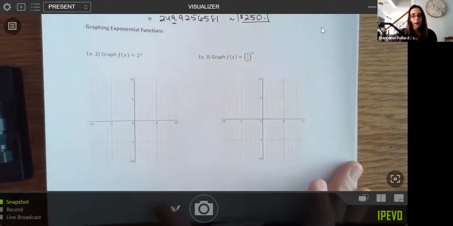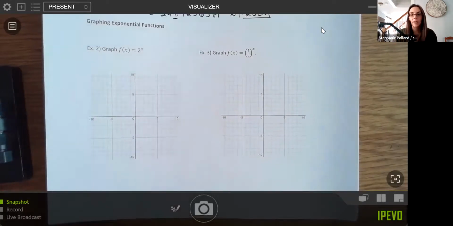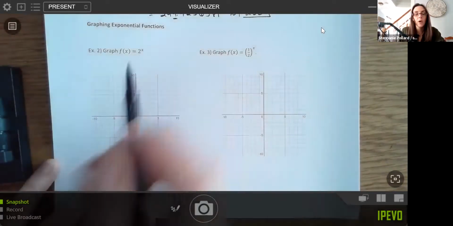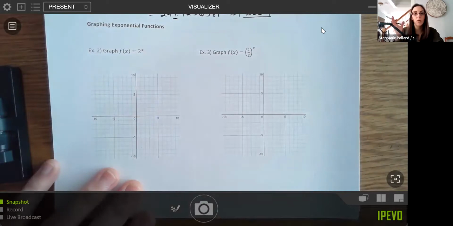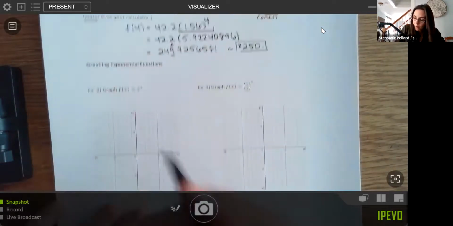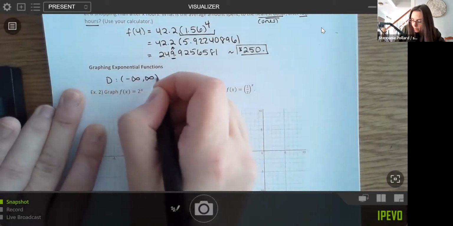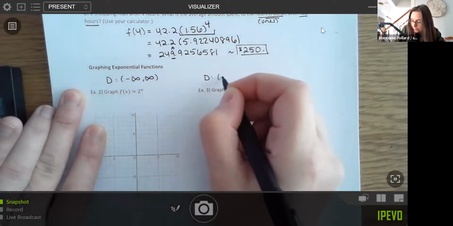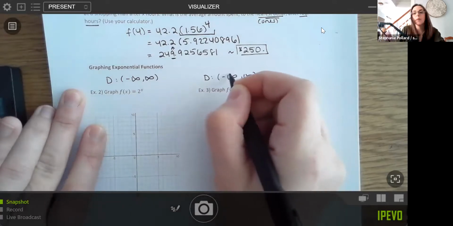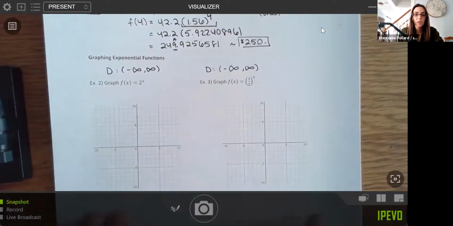Now let's take a look at some of our graphs here. And again, you're going to definitely use your calculator to help you with some of this. For your exponentials, your domain is going to be all real numbers, from negative infinity to infinity. So you can plug in any values that you want here. And we're just going to pick a few to plug in.